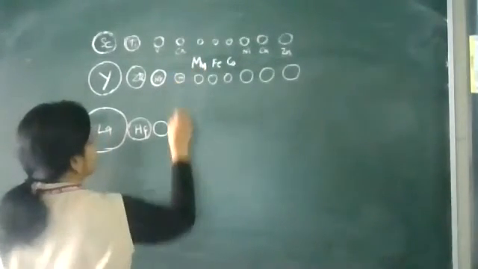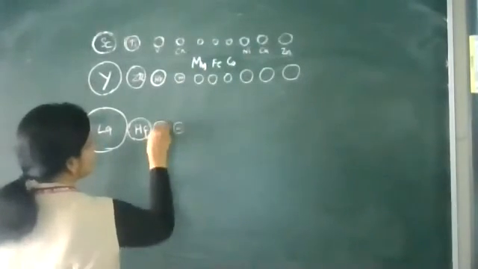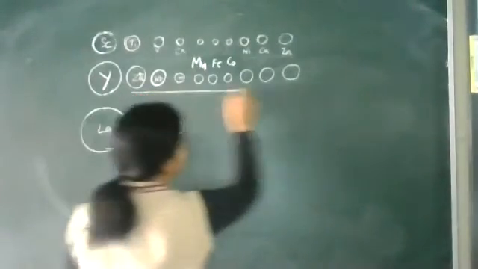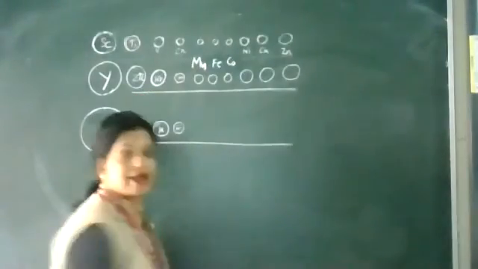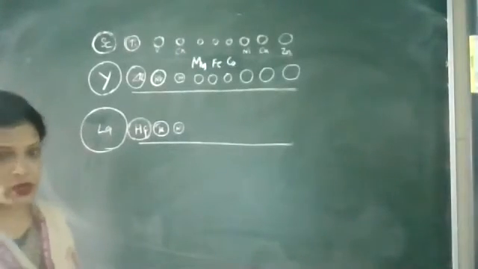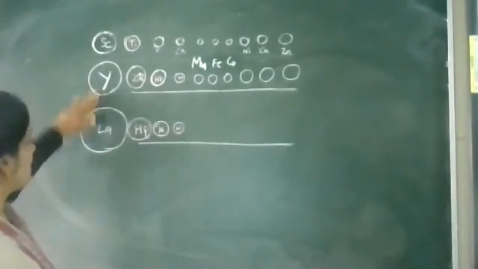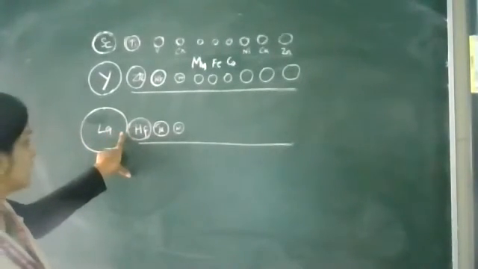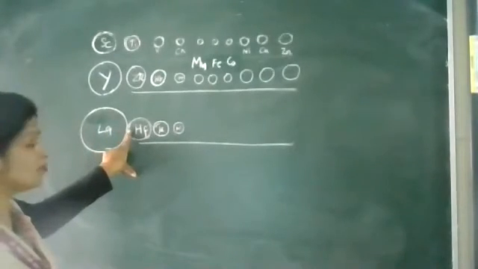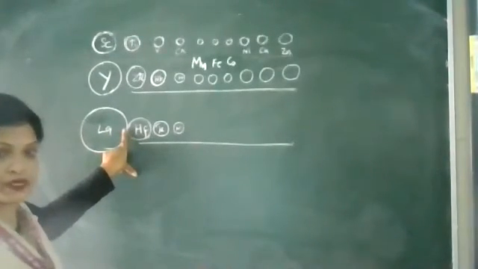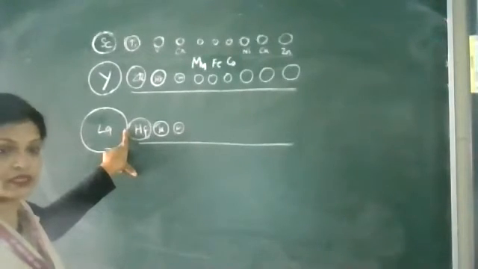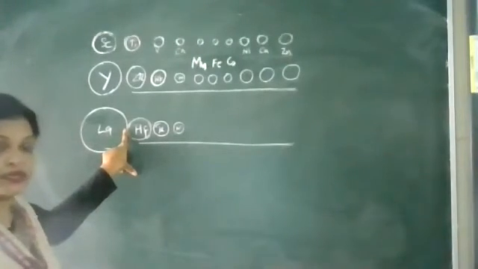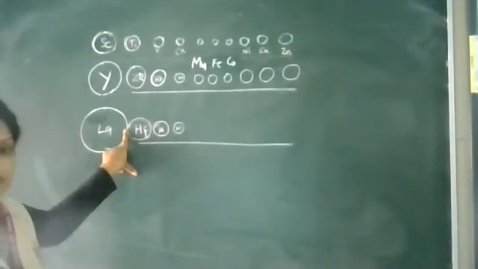Molybdenum has the same size as that of tungsten. Means we can say that these elements and these elements have the same size. Why? Because you see here, after lanthanum, there are 14 elements in a row. There is no space to write those 14 elements. These 14 elements are called lanthanoids. In these 14 elements, f orbitals are progressively filled.